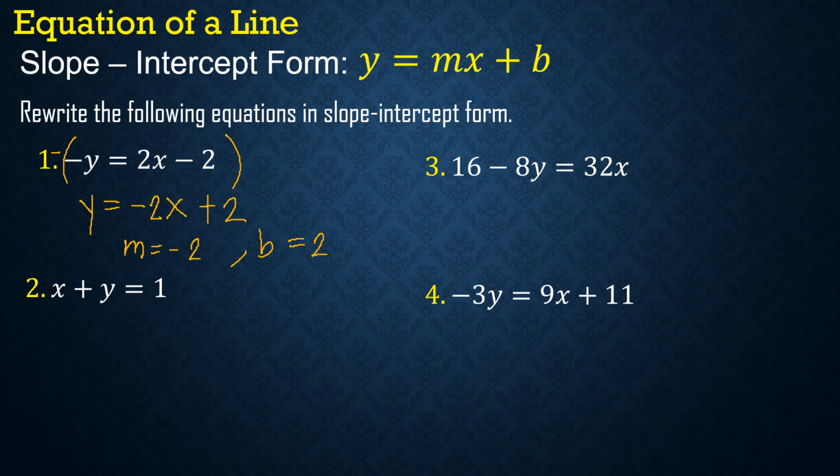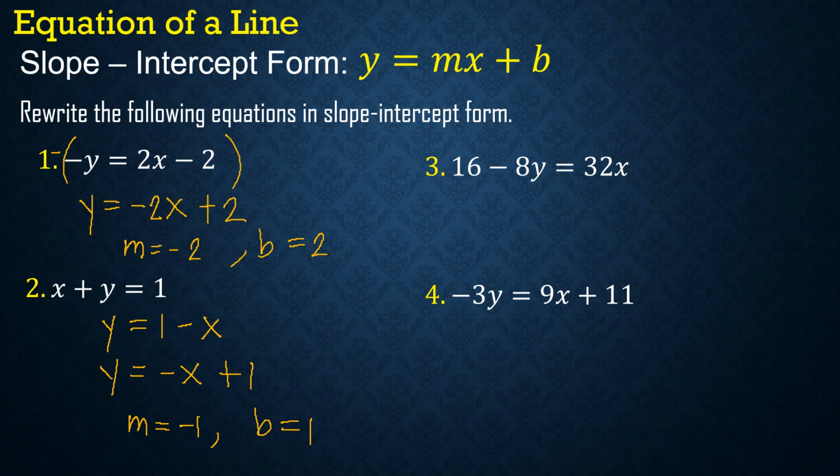Okay, let's have the second example. x plus y is equal to 1. So maintain y in its position. Silipat natin ang x, so we have minus x. Ayusin natin, so y is equal to -x plus 1. So that is the slope-intercept form of x plus y is equal to 1, wherein the slope is -1 and the y-intercept is 1.